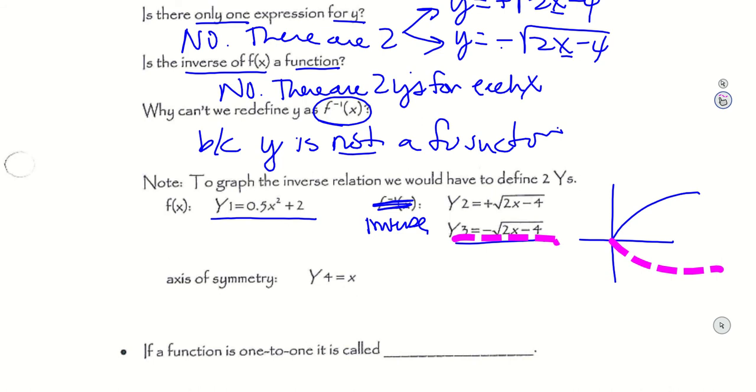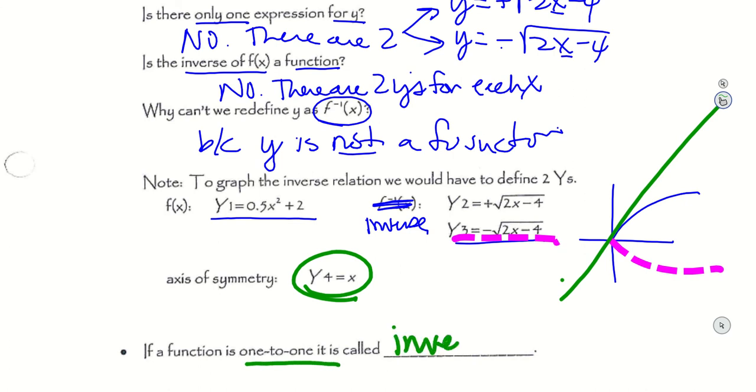If I wanted to plot the axis of symmetry, that is always y equals x, and so that would come in like that. If a function is 1 to 1, it is called invertible, which means it's able to be inverted, and its inverse is a function.